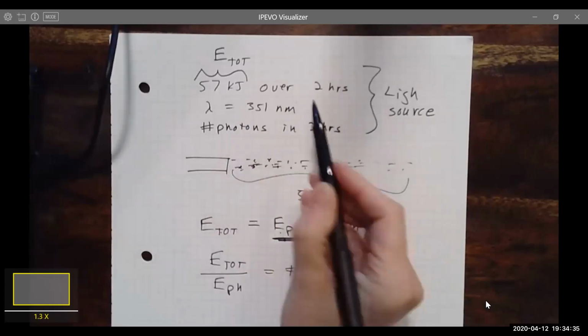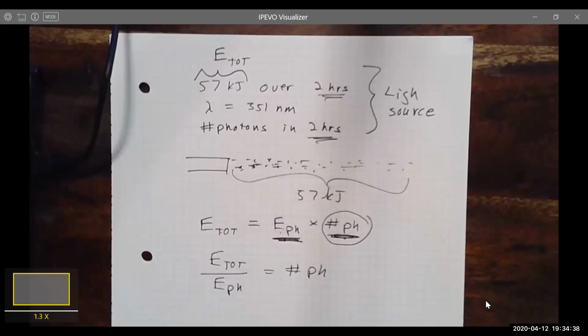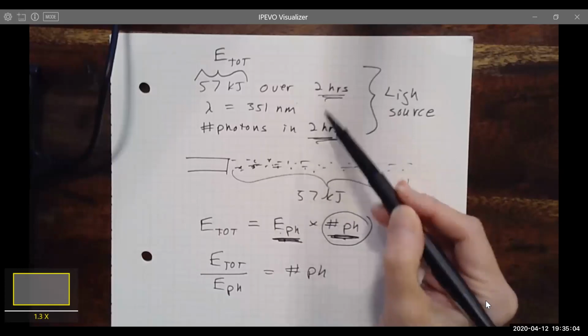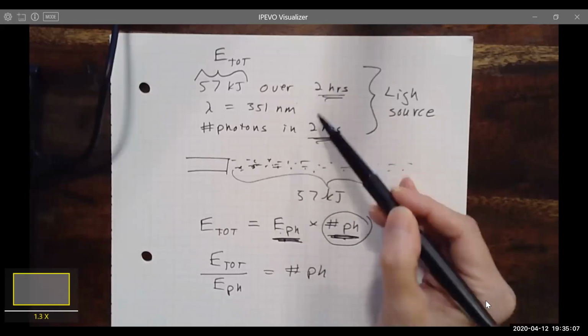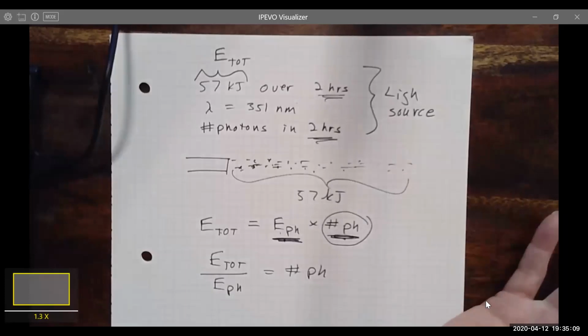Now, the weird part about this problem is this 2 hours we don't have to think about, because the energy total is in 2 hours and they're asking the number of photons in 2 hours, so it cancels out. If they gave us the energy total in 2 hours, but they asked for the number of photons in 1 hour, we'd have to worry about the time. If they gave us the energy total in 1 hour and they asked for the number of photons in 2 hours, we'd have to take that into account. But because these are the same, the energy total is in 2 hours and the photons are in 2 hours, we don't even have to think about it.